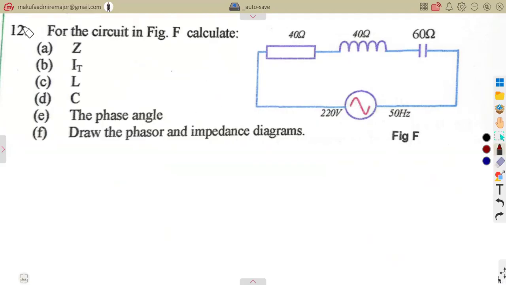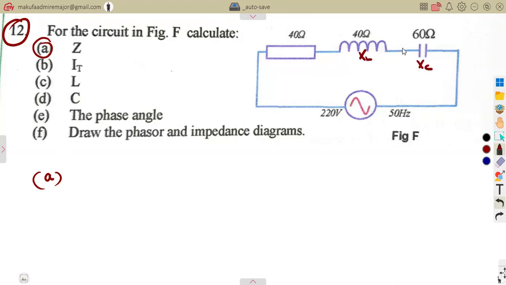All right. On question number 12, we are given a similar consideration, but this time they have already calculated the reactances. We are not given the inductance, we are given the reactance of the inductor and also the reactance of the capacitor. The question is to calculate A, the Z, which is the total impedance, just like the previous case. In this case, the reactances are already there.